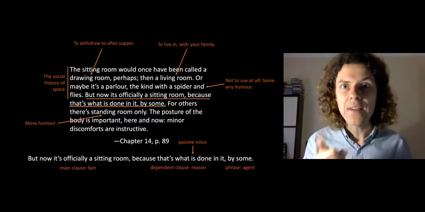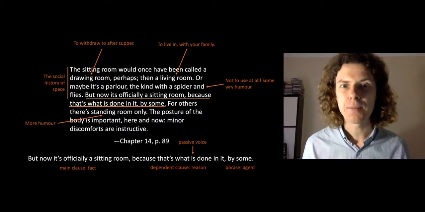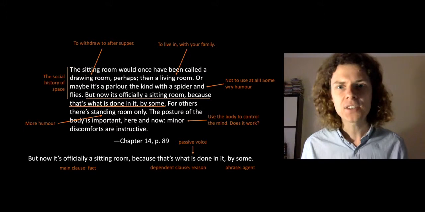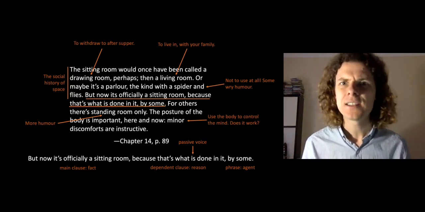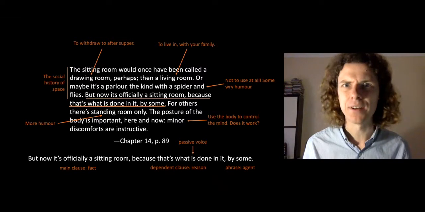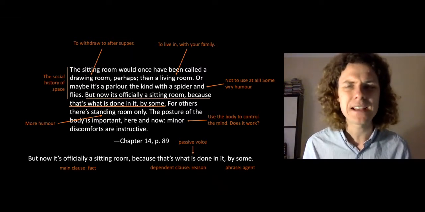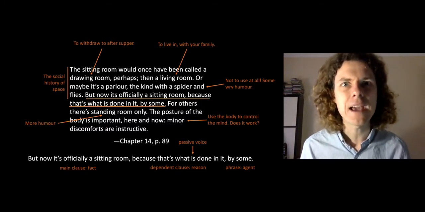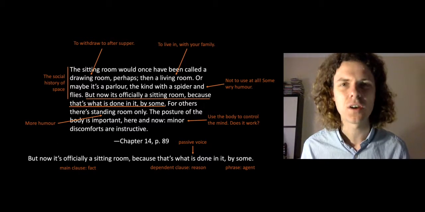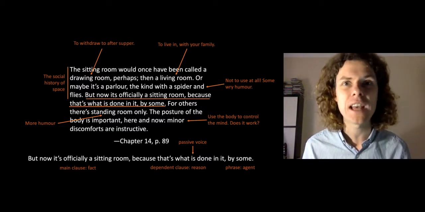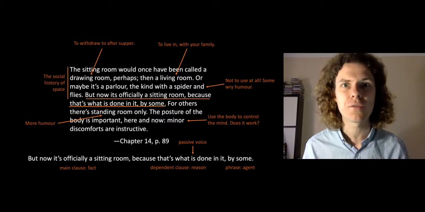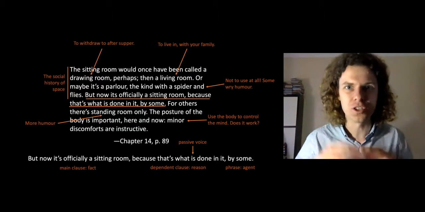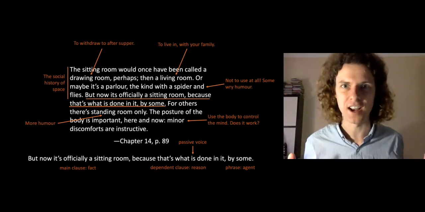And then Offred tells us why there's this oppressive law. The posture of the body is important here and now. It matters that some people are standing and some are sitting. Minor discomforts are instructive. It's uncomfortable to stand up. It's just a minor discomfort. Why would they force just this petty minor discomfort on people? Because it's instructive. They're controlling Offred's body. They're making her stand to try and instruct her, to try and control her mind, to try and make her less of a person, to try and reduce her from a full, free, living human being into simply a uterus that society can use to produce babies, which is her function in this society.